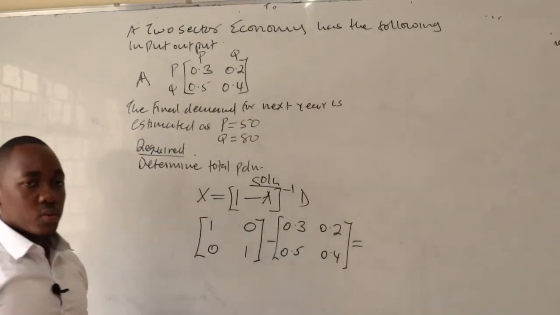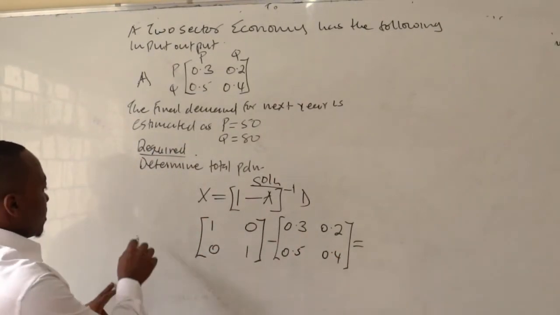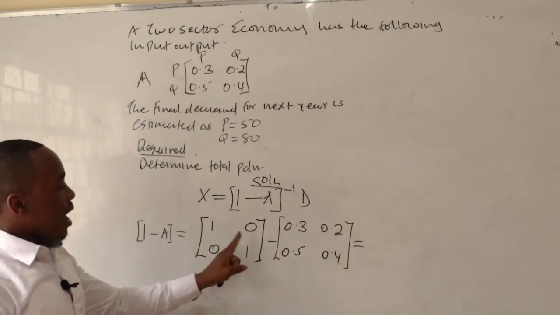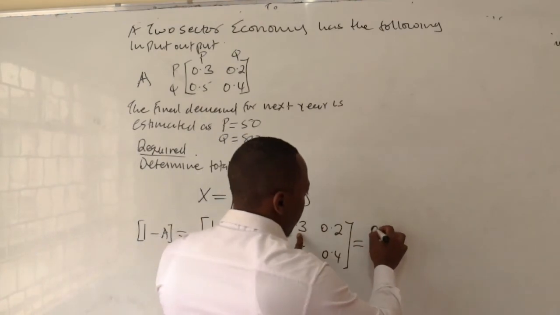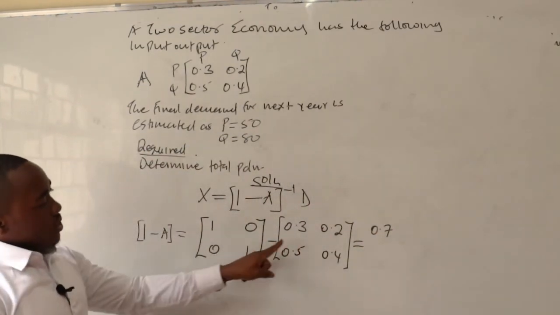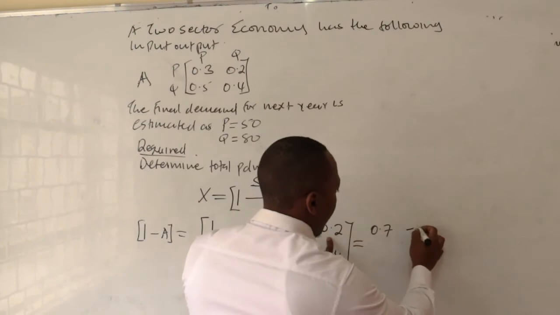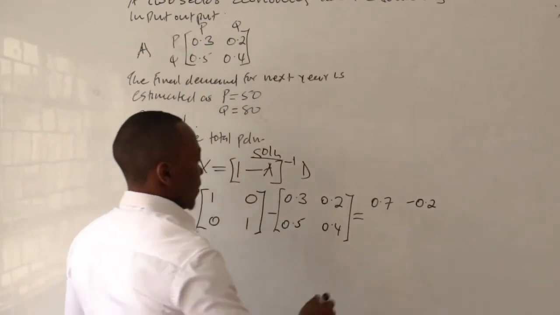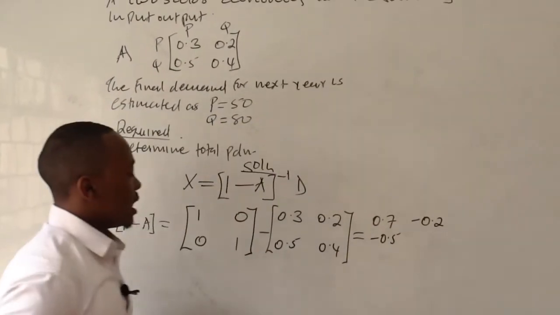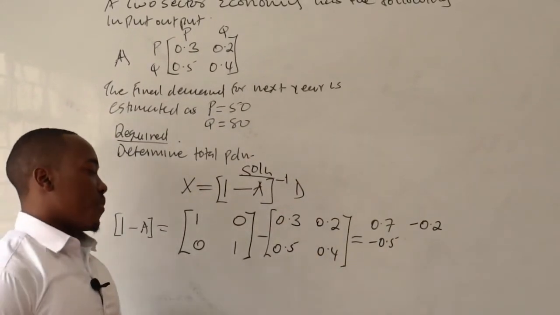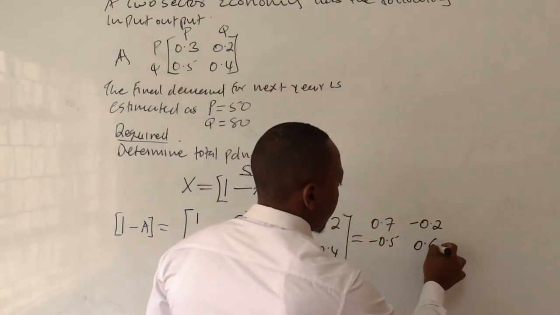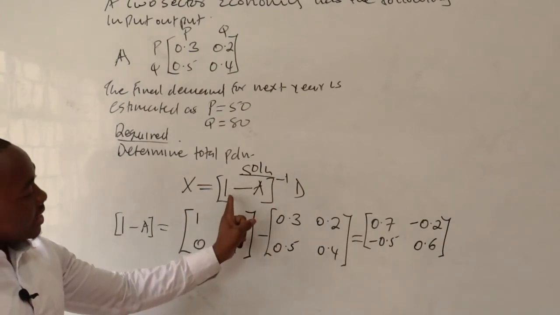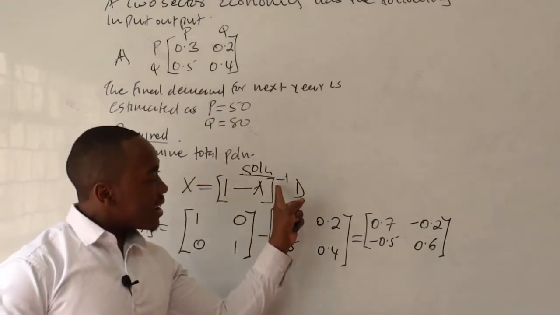What do you get? We are taking I minus A, so this is that. You take 1 minus 0.3 and you have 0.7. 0 minus 0.2, you get negative 0.2. 0 minus 0.5, you get negative 0.5. And 1 minus 0.4, you get 0.6. That's what you get. And then for this I minus A, you get the inverse.